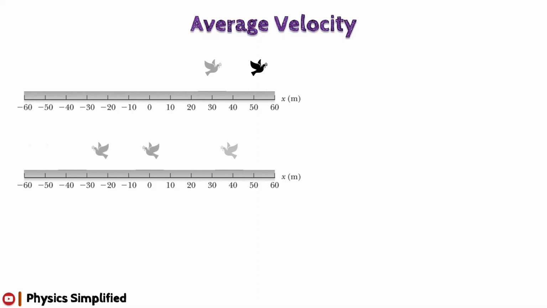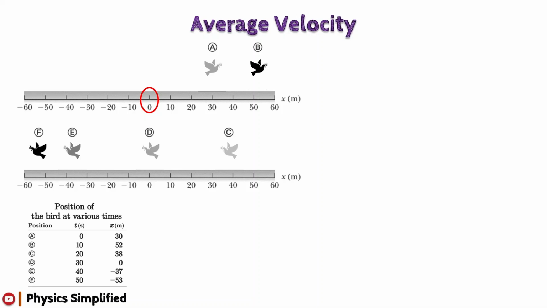When we begin collecting position data, the bird is 30 meters to the right of the reference position given by x equal to 0. We will use the particle model by identifying some point on the bird as a particle representing the entire bird. Once every 10 seconds, the bird's position is noted and is tabulated. As per the table, the bird flies to the right during the first 10 seconds of motion from position A to position B. Let us consider this direction as the positive direction of motion.